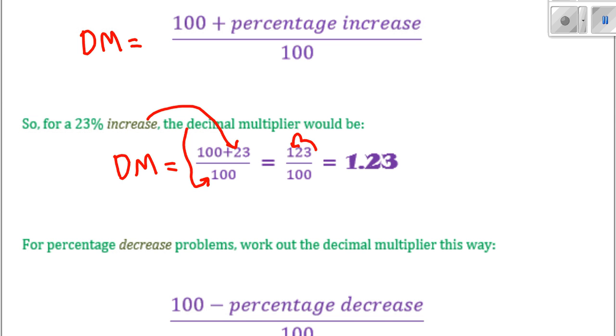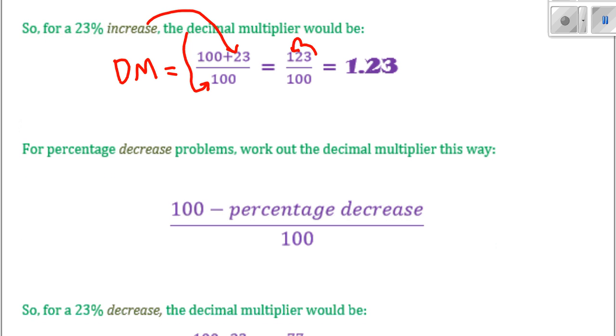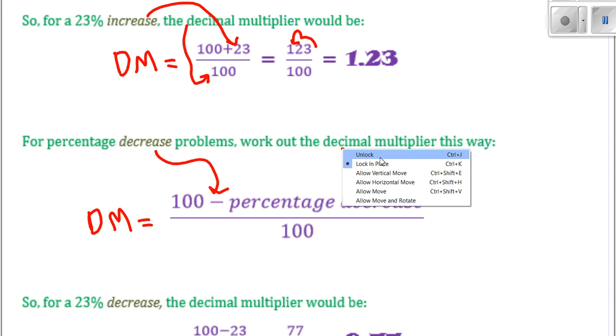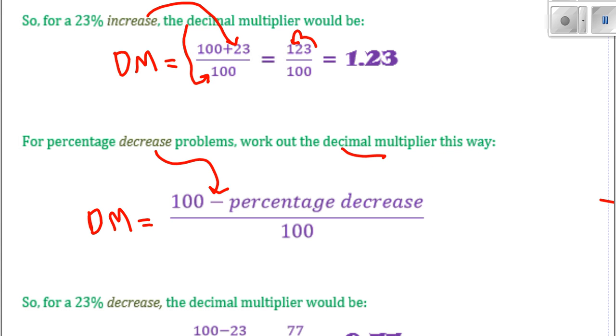What if instead it was a decrease? Notice the top one was an increase. What if it was a decrease? Notice that it's still DM. Decimal multiplier equals 100 minus the percentage decrease, because we're decreasing. And to turn it into a decimal, we divide by 100 on the bottom.